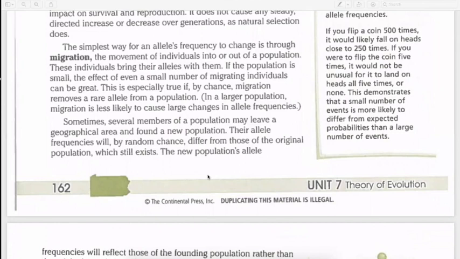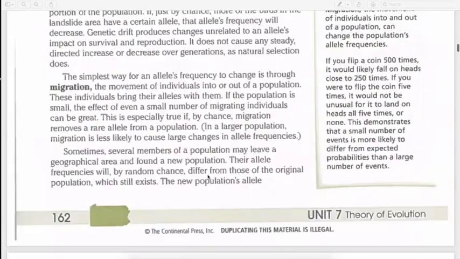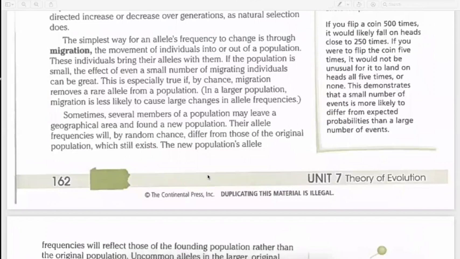The simplest way for an allele's frequency to change is through migration. All right, this is different. This is not genetic drift. This is a new thing. Migration, the movement of individuals into or out of a population. These individuals bring their alleles with them. If the population is small, the effect of even a small number of migrating individuals can be great.